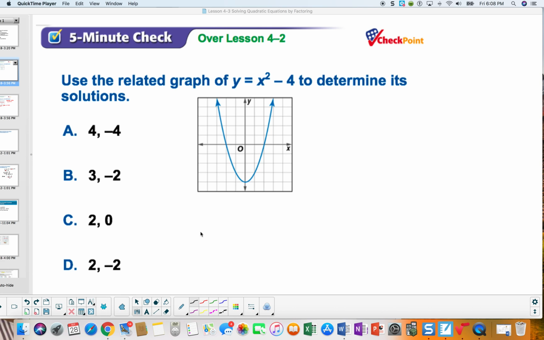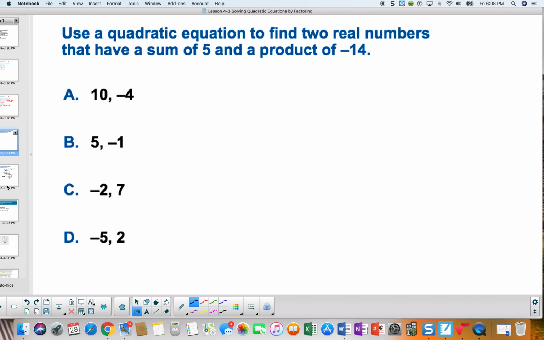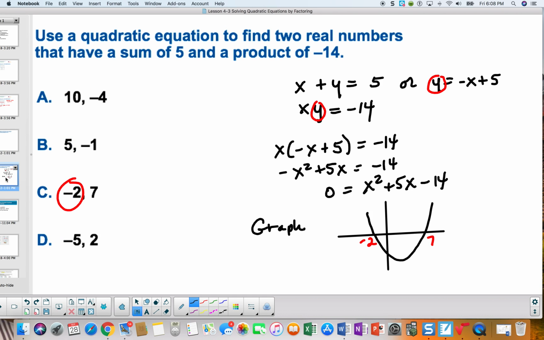Warm up for lesson 4-3, solving quadratic equations. Pause. Here's the answer. Pause. Here's the answer.